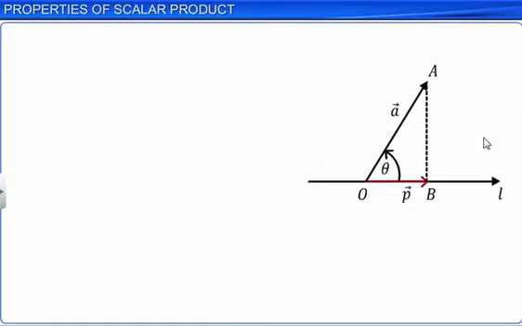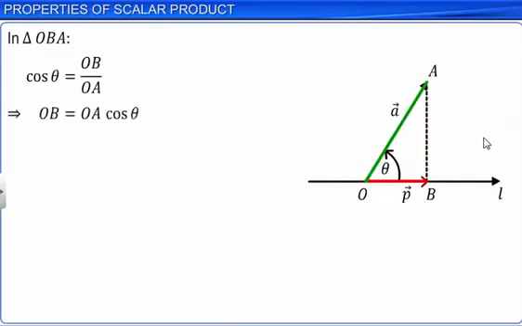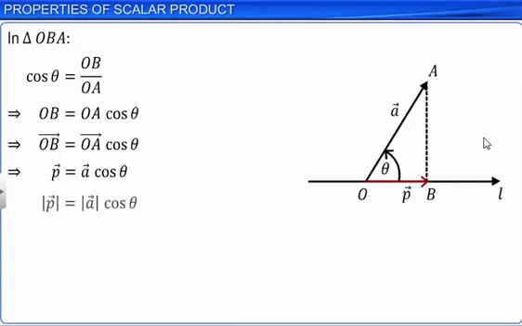In right-angled triangle OBA, cos theta is equal to OB upon OA. Thus, vector OB or vector P is equal to vector A multiplied by cos theta. The magnitude of vector P is called the projection of vector A on line L and is equal to magnitude of vector A multiplied by cos theta. The direction of projection vector P depends on the angle theta that vector A makes with line L.